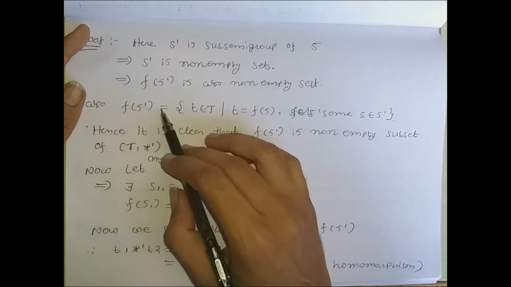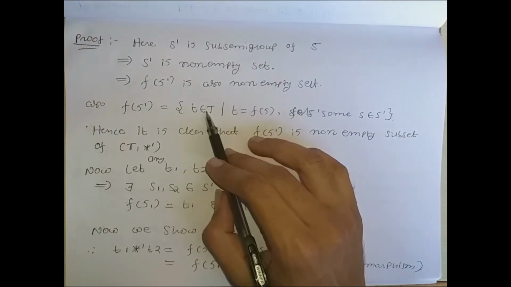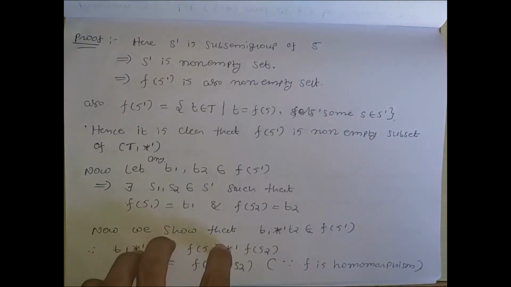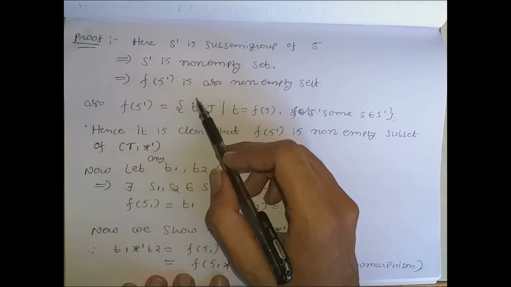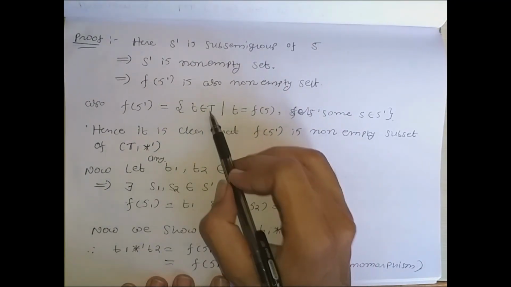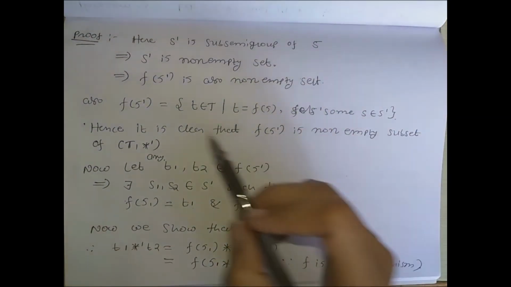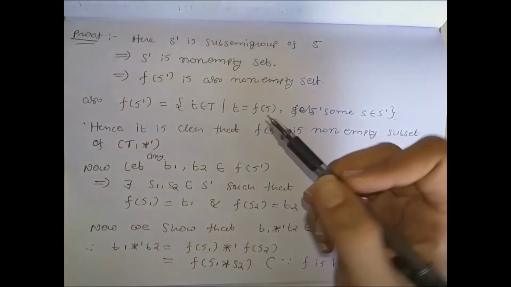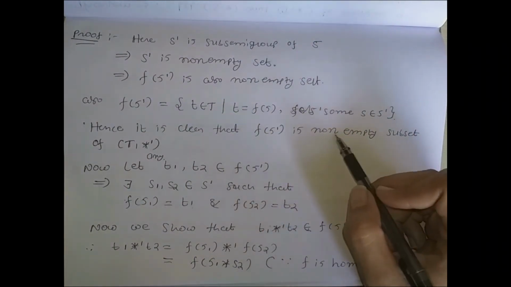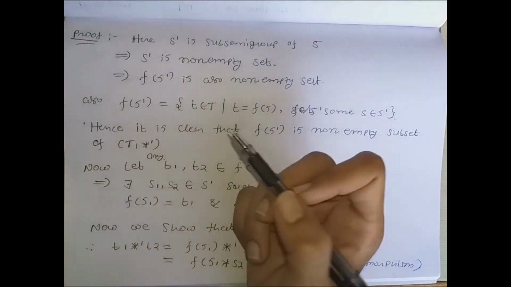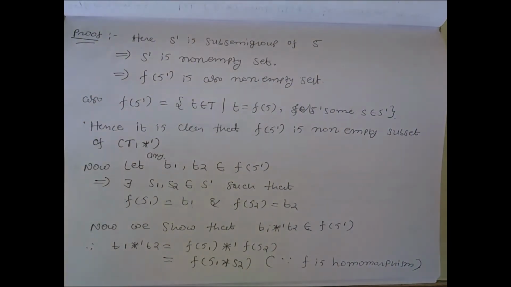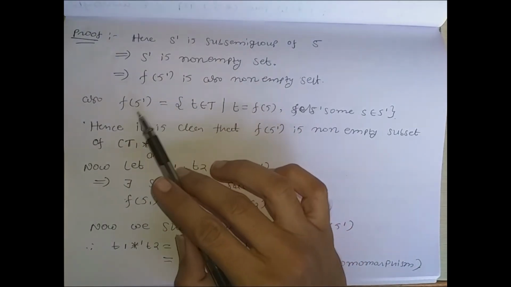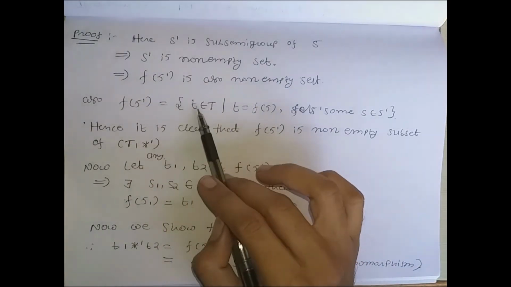Now f of S dash is equal to the set of all t belonging to T, where t is equal to f of s for some s belonging to S dash. So this is the set of elements from T. Okay. So from the definition of f of S dash, it is clear that f of S dash is a non-empty subset of T star dash. Okay. f of S dash is a non-empty subset of T because all the elements of f of S dash are from T.